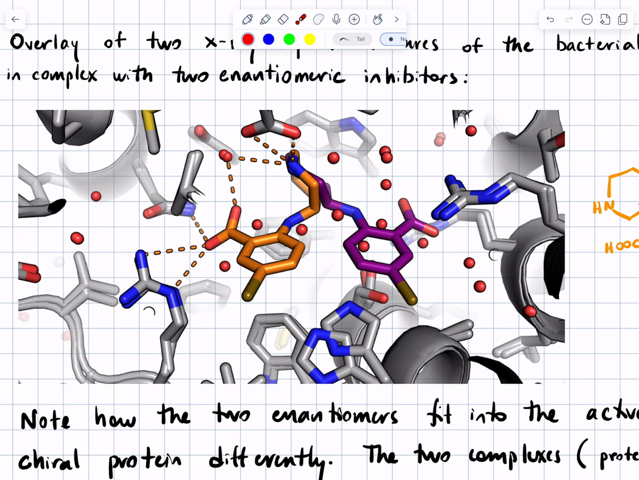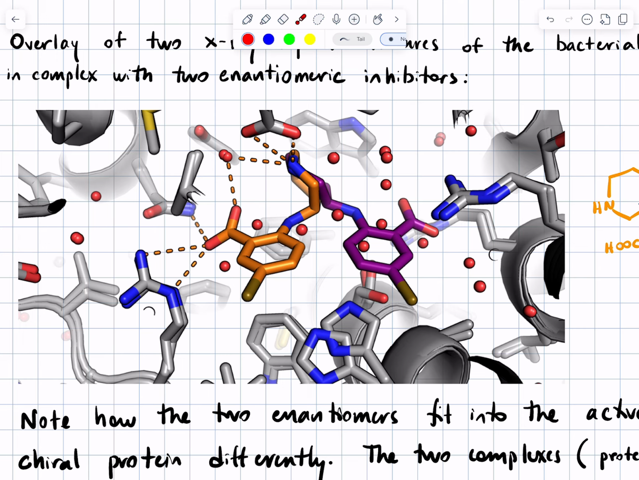Now this is actually an overlay. If you feel like you're seeing double, that's because you are. This is an overlay of two different crystal structures. The first is the protein with the orange enantiomer, and the second is the crystal structure of the protein with the purple enantiomer. And then we've laid them on top of each other so that you can compare the differences. And you can see that overall, there are some changes in the protein when you bind one enantiomer versus the other.